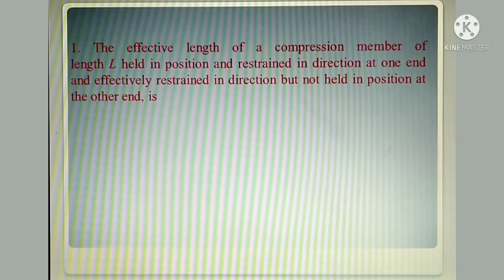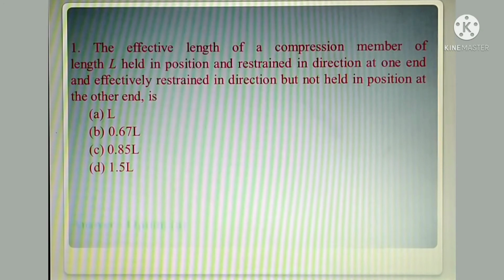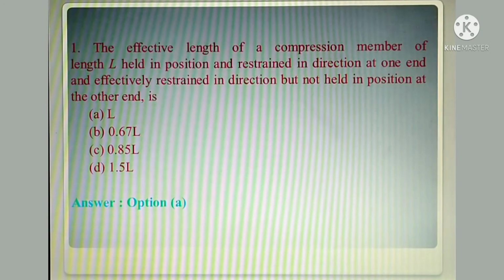The effective length of a compression member of length L held in position and restrained in direction at one end and effectively restrained in direction but not held in position at the other end is: option A, L; option B, 0.67 L; option C, 0.85 L; and option D, 1.5 L. Answer: option A, L. Second question.